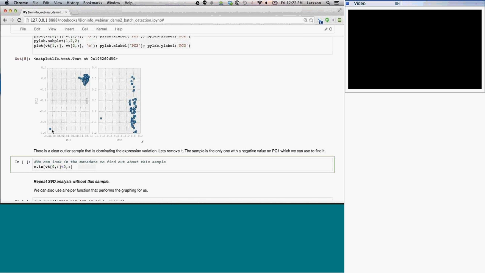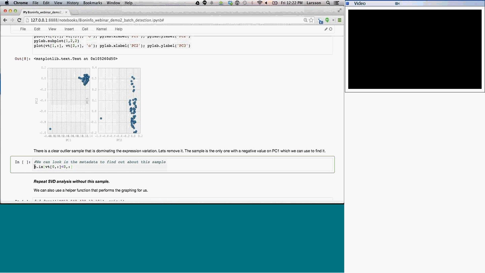Since we look at the PC1 right here, this sample is the only one that has a negative value. Everything right over here is positive. So I can find which one I'm looking for by just looking at the first singular vector, which values are less than 0. This would be the sample that I'm interested in.